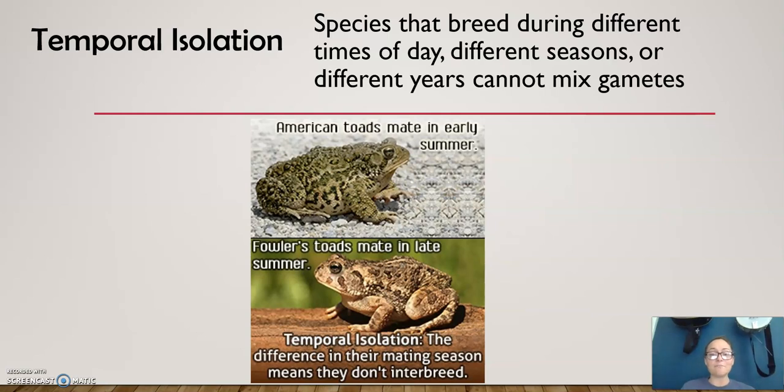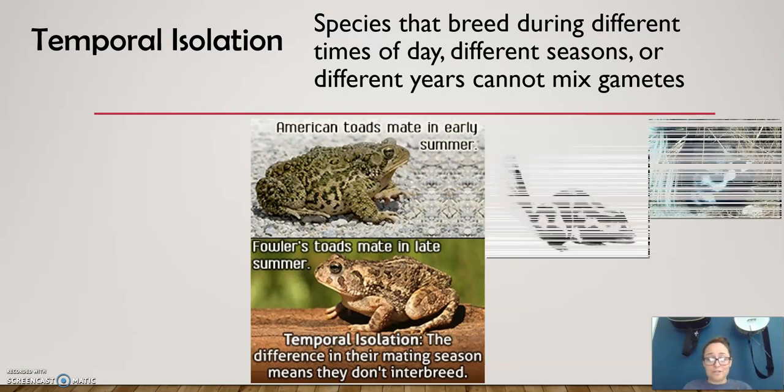Right? So here you have American toads and Fowler toads. One reproduces in early summer, and the other reproduces in late summer. How would their gametes ever get to be in contact with each other?